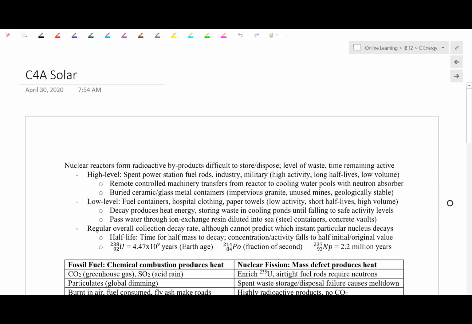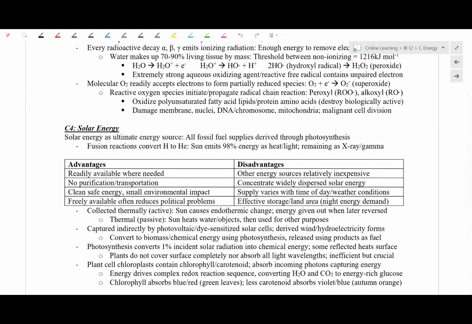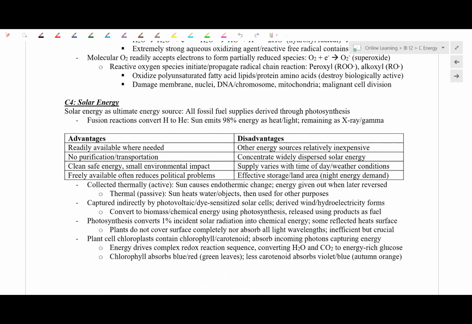Okay, so continuing on with our solar energy section. Let's scroll down. This is C4. Solar energy is said to be the ultimate energy source. Even our fossil fuels, like we mentioned, are plants that harnessed solar energy millions of years ago. It got processed under high pressures and high temperatures into the crude oil reserves that we use. But ultimately, that energy would have come from the sun as well.